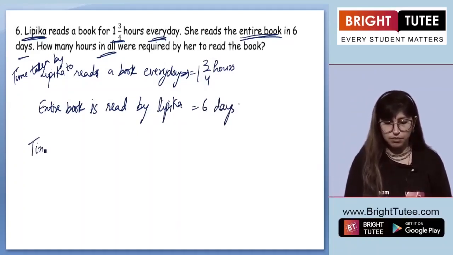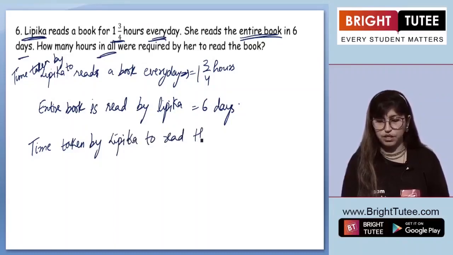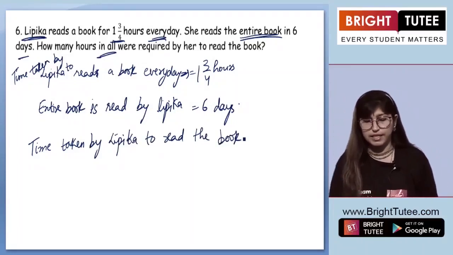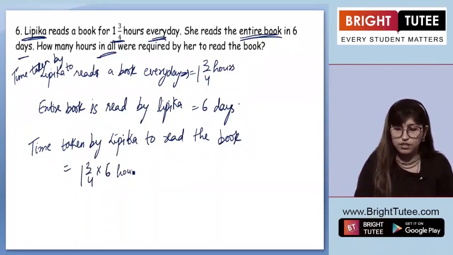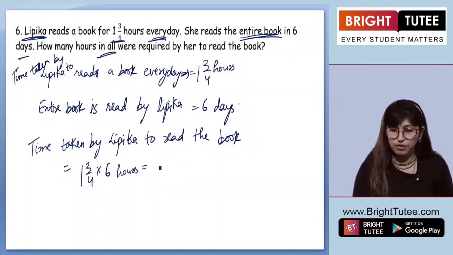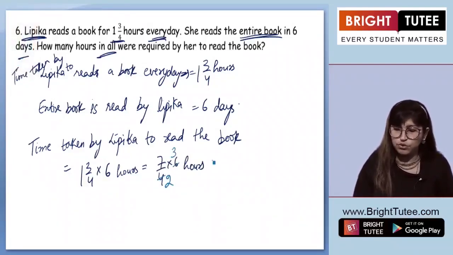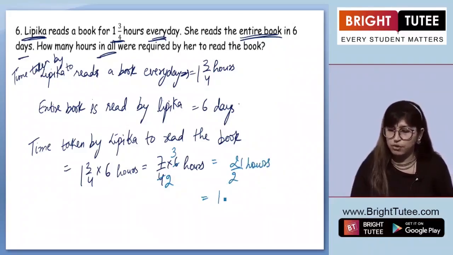That means the time taken by Lipika to read the book is, what do we do? If in a day she reads 1 3/4 hours, then in 6 days she'll be reading 1 3/4 times 6 hours. When we convert it to an improper fraction, we get 7/4 times 6 hours. We'll cancel 4 and 6 by 2. We'll get 2 times 4 and 2 times 3 from the 6, which means 21/2 hours. Now if we convert it to a mixed fraction, we get 10 1/2 hours.